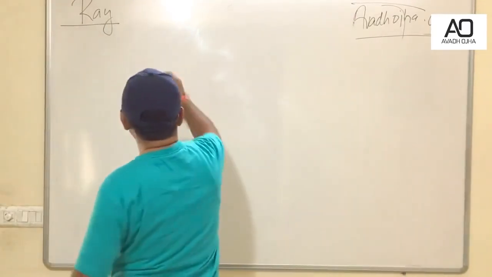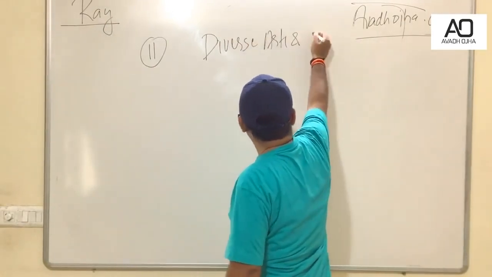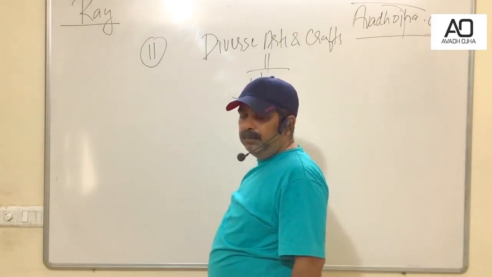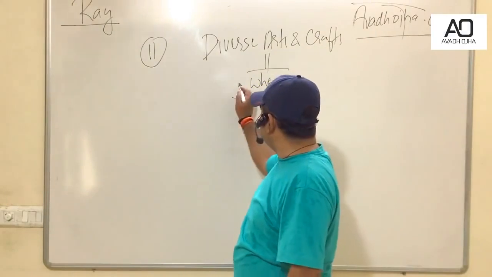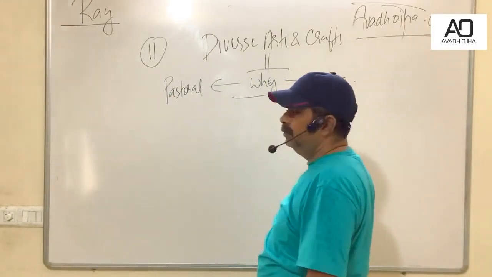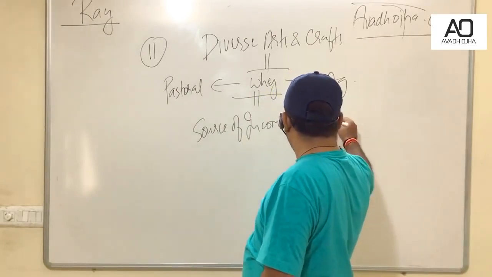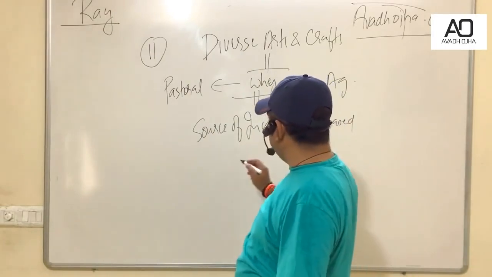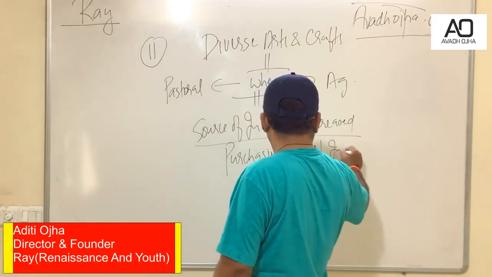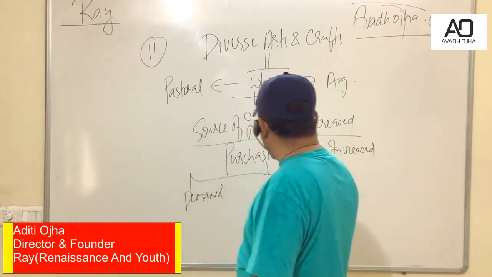Now, the second thing, diverse arts and crafts. Why? There is no surplus, but now there are two sources of income. One is pastoral and the other is agriculture. The source of income has increased, which means purchasing power has increased. This means there is a demand, and wherever there is a demand, there will be a supply.